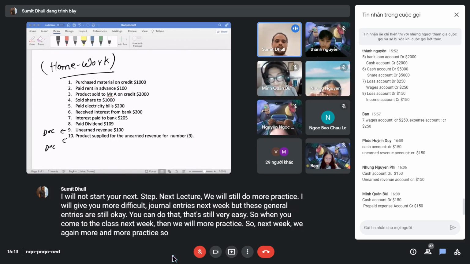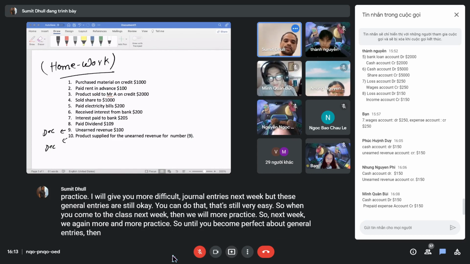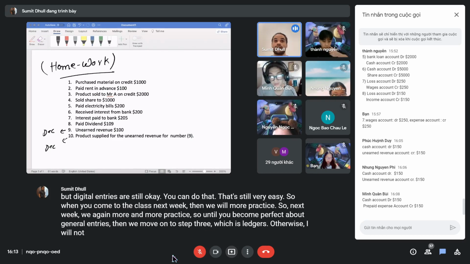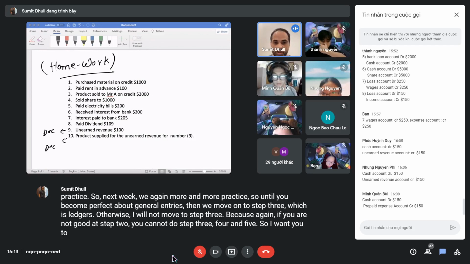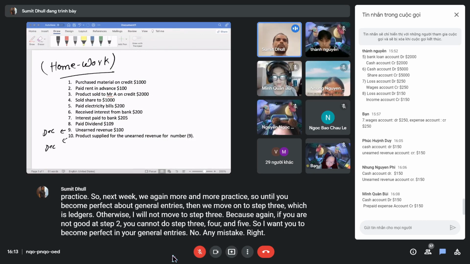Until you become perfect at journal entries, then we move on to step 3, which is ledgers. Otherwise, I will not move to step 3, because if you are not good at step 2, you cannot do steps 3, 4, and 5. So I want you to become perfect in your journal entries, no mistakes, right? Then we will move on to step 3.